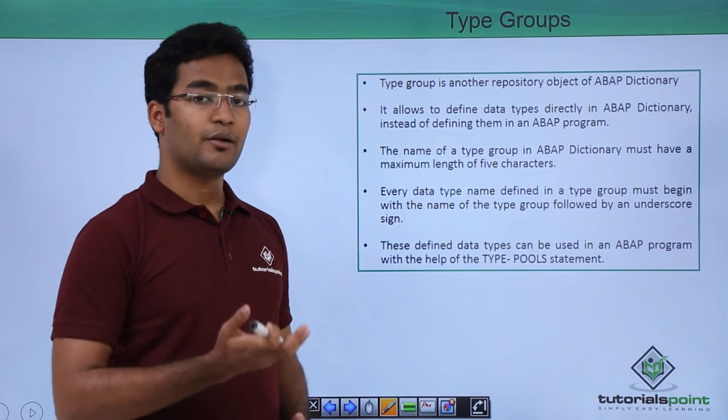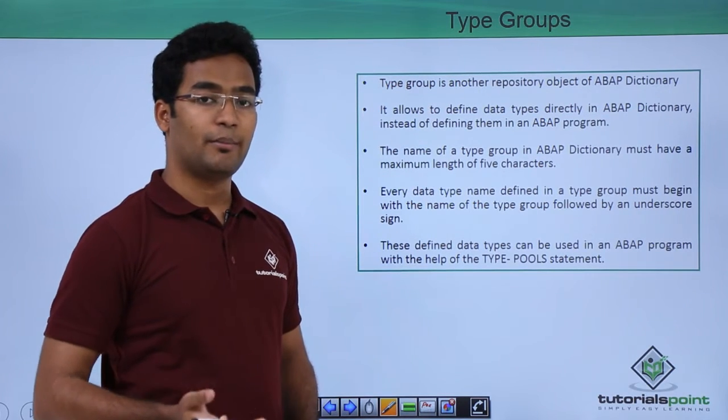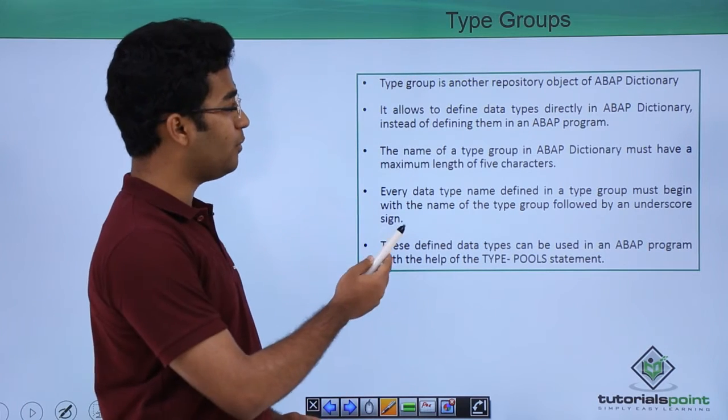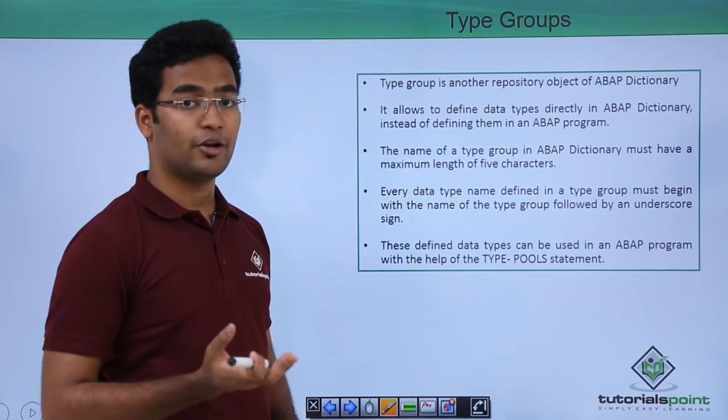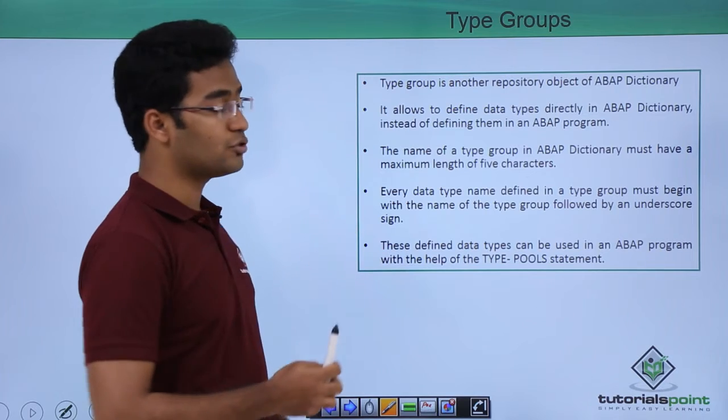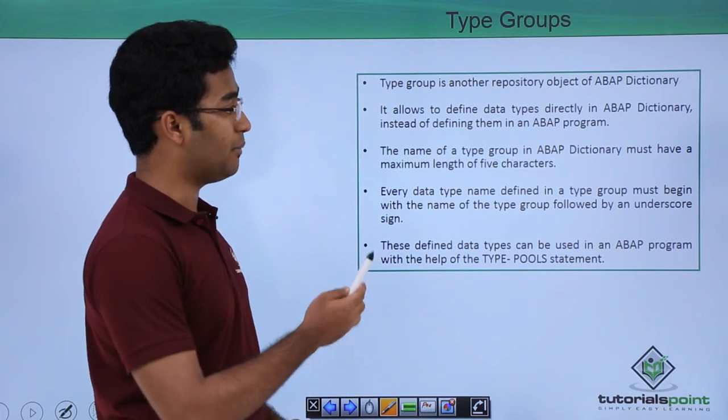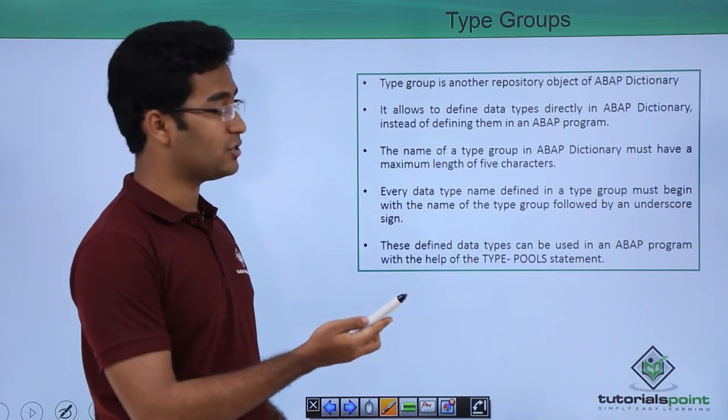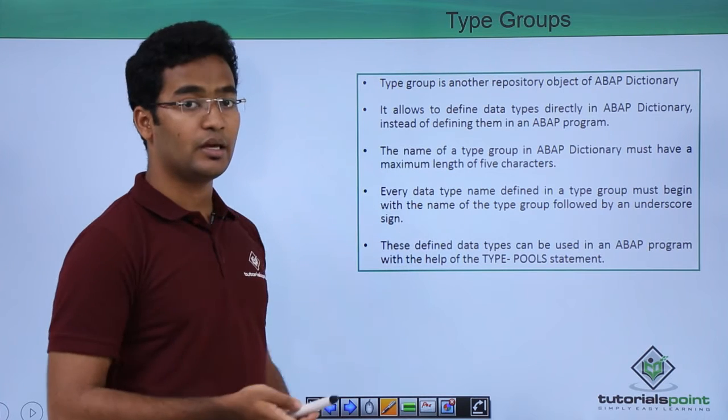A type group is a repository object in the ABAP dictionary. We can create a type group by selecting the radio button there, and it allows us to define the data types directly in the ABAP dictionary rather than defining them in the ABAP program.